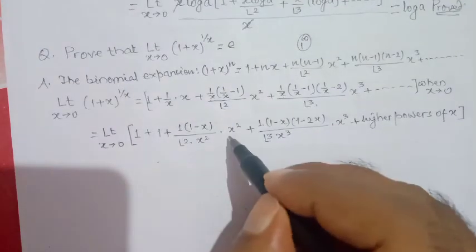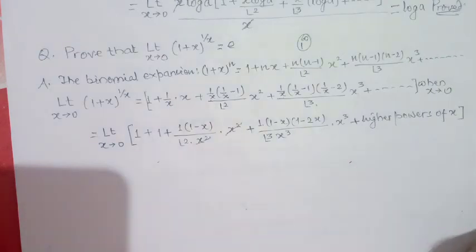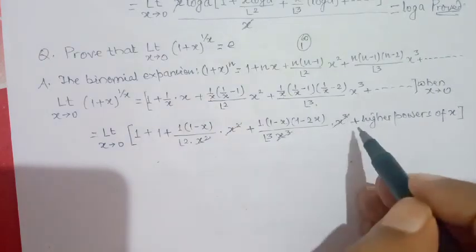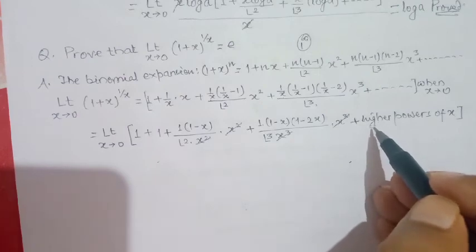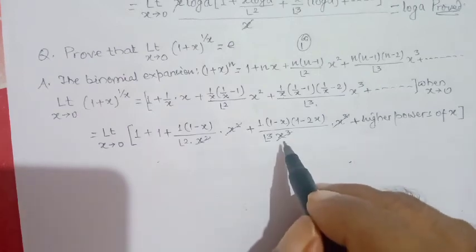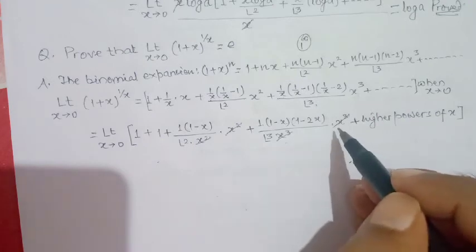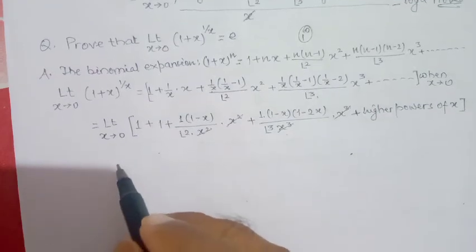So see, x square and x square should cancel. Similarly, x cube and x cube should cancel. So all the terms of powers of x, in the denominator as well as the numerator, should be cancelled. Now apply the limit.